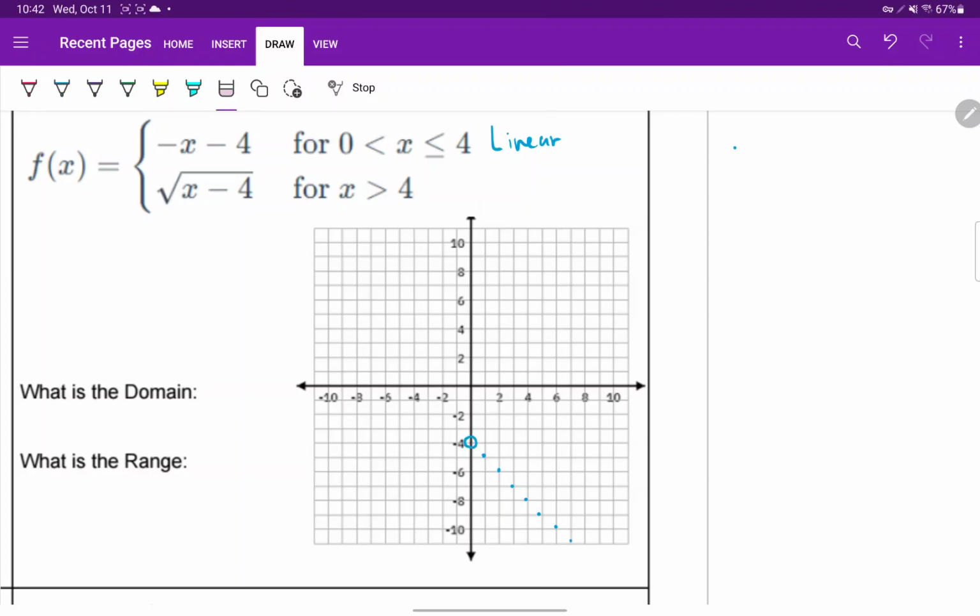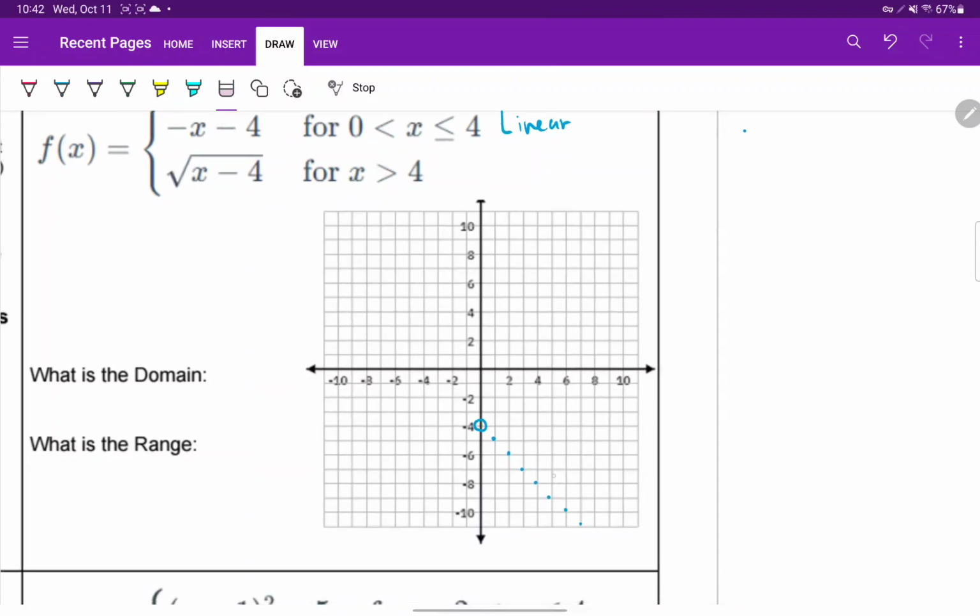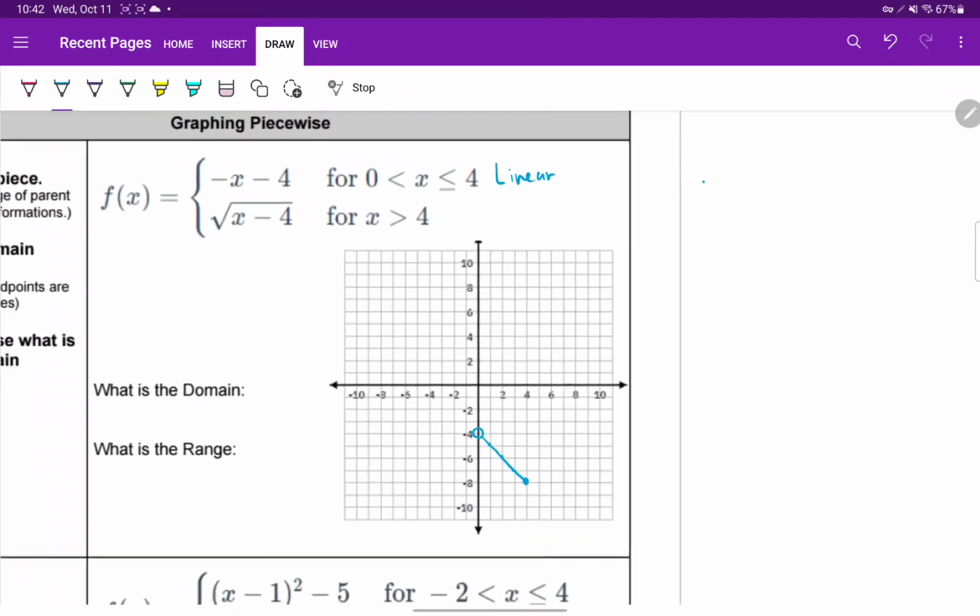And now from the right side, it says it can't go past 4. So every dot that's past 4, I'm going to erase. And this one has an equal sign, so we're going to make this a closed circle, and we're going to exaggerate so we know it's closed. Now when I connect the dots, this is the segment of my linear function that we're looking for in the piecewise function.